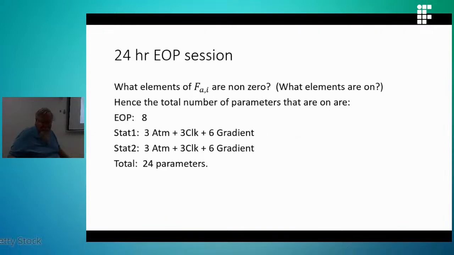So what that means when I'm computing this F vector is that rather than have 1,000 things that are non-zero, I only have 24 components that are non-zero. So that makes adding it to the normal equation easier. And it also means that there are tricks you can do to solve the normal equations.